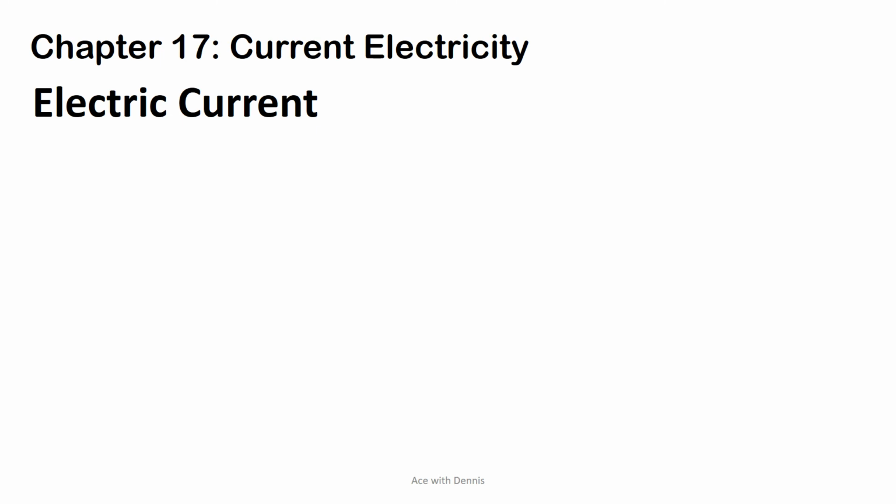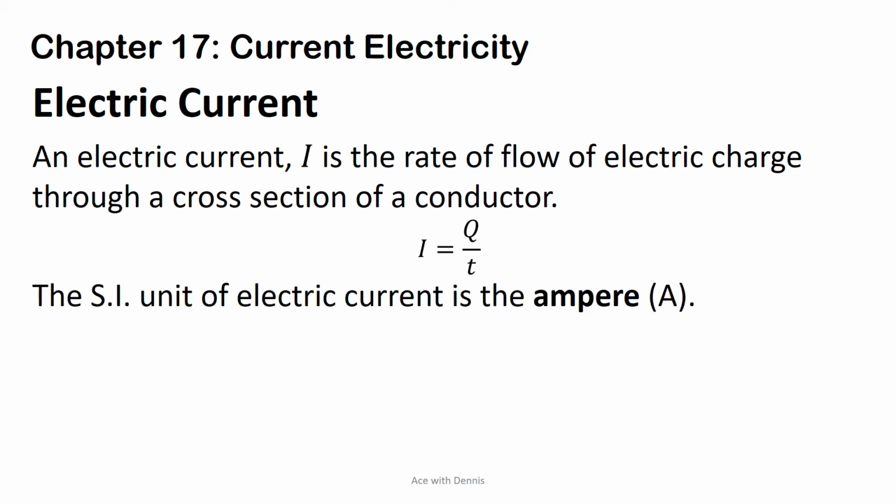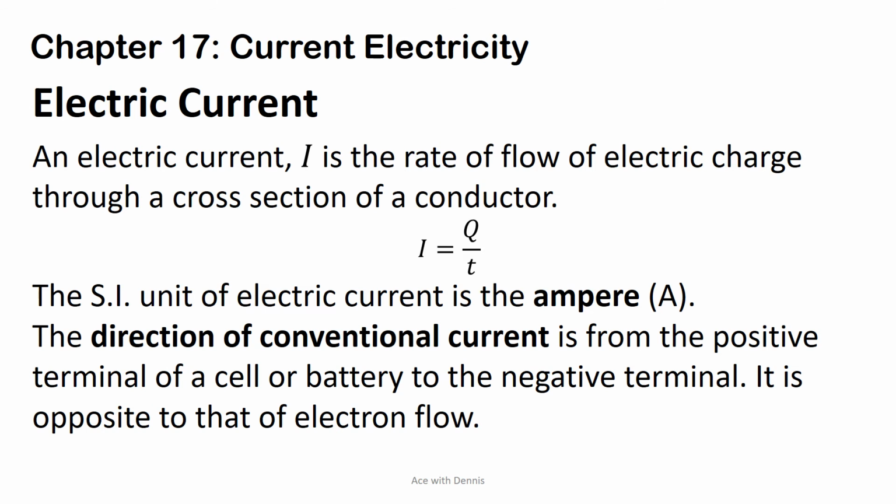Electric current. An electric current, I, is the rate of flow of electric charge through a cross-section of a conductor. Hence, its formula is I equals Q over t. The SI unit of electric current is the ampere, A. The direction of conventional current is from the positive terminal of a cell or battery to the negative terminal. It is opposite to that of electron flow.